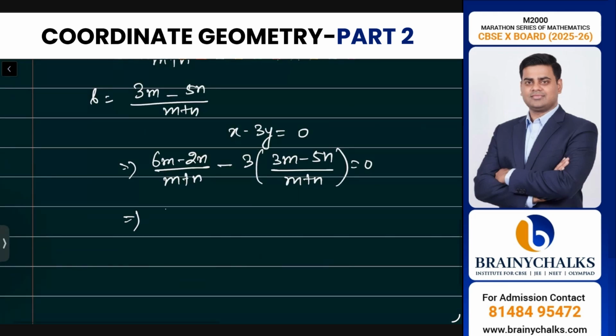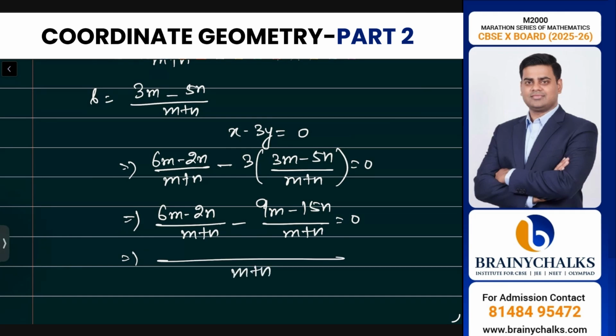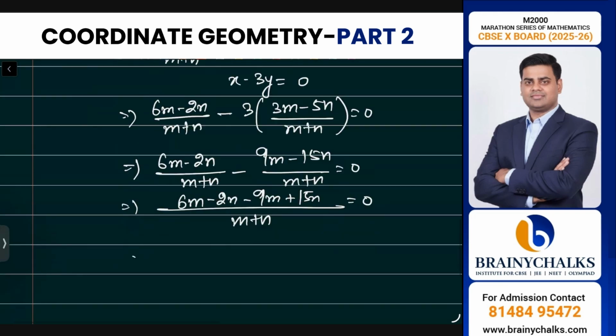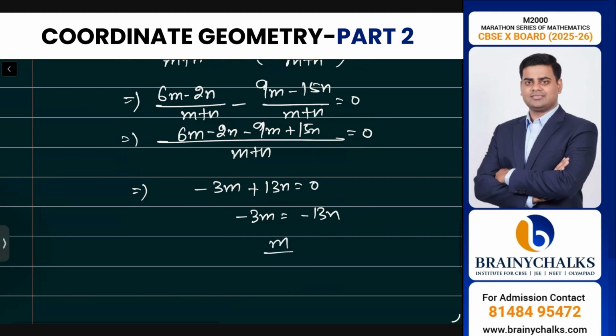So (6m minus 2n) by (m plus n) minus (9m minus 15n) by (m plus n) equal to 0. Take LCM, m plus n, numerator 6m minus 2n minus 9m plus 15n equal to 0. Cross multiply. Minus 3m plus 13n equal to 0. So minus 3m equal to minus 13n. m is to n ratio? m by n equal to minus 13 by minus 3. So it will be 13 by 3. The ratio is 13 is to 3.